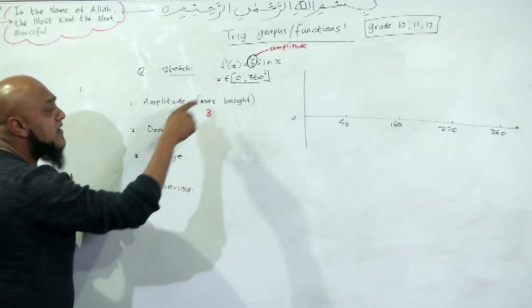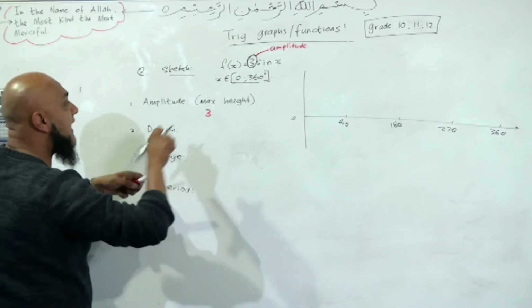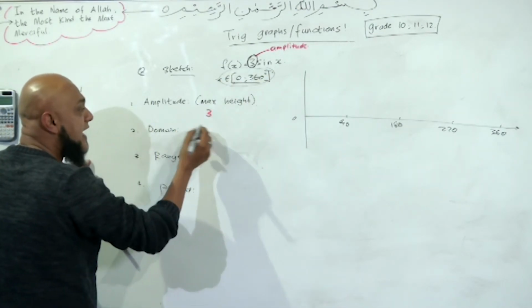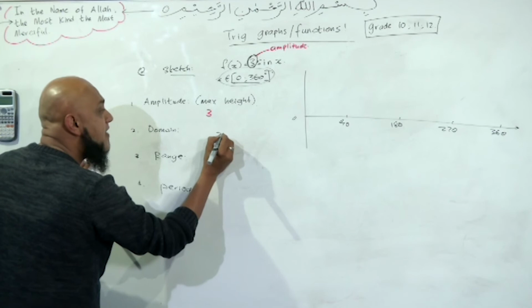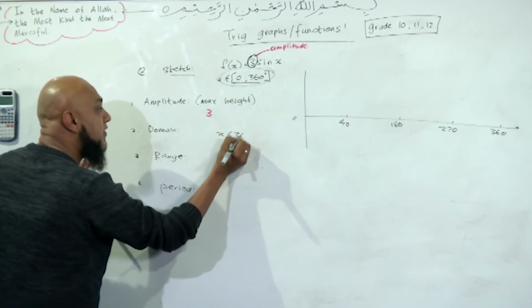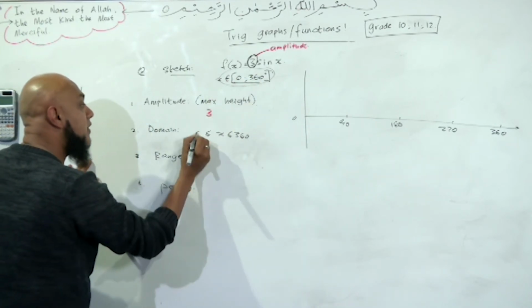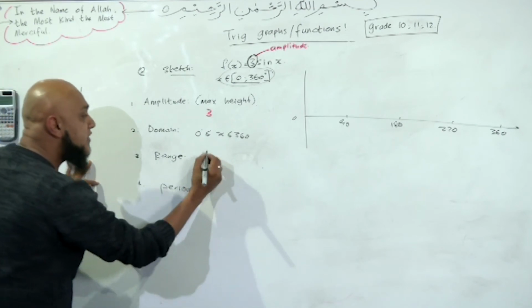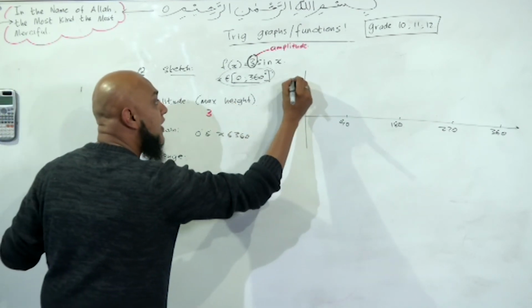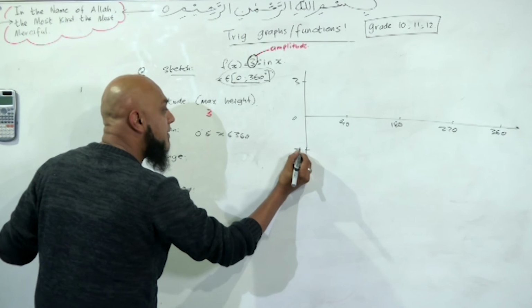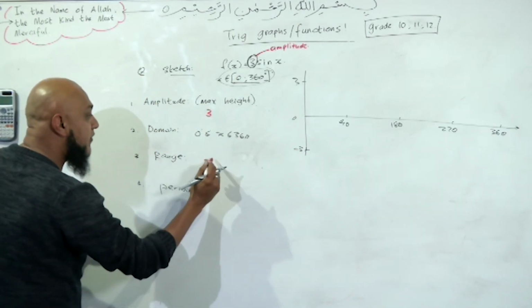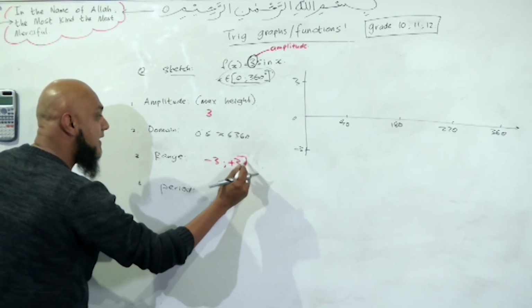What is the domain of the graph? The domain is your x values. Which x values will be present in this graph? From x less than or equal to 360 but greater than or equal to 0. Your range is your lowest to your highest. If your highest is 3, your lowest will be minus 3. The range will be from minus 3 up to plus 3.